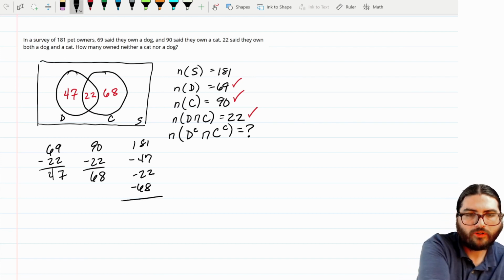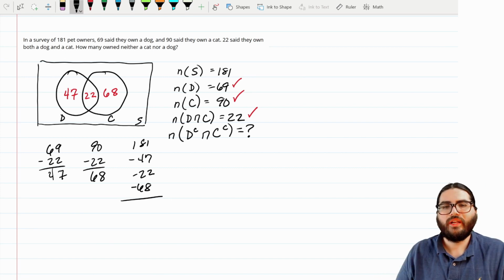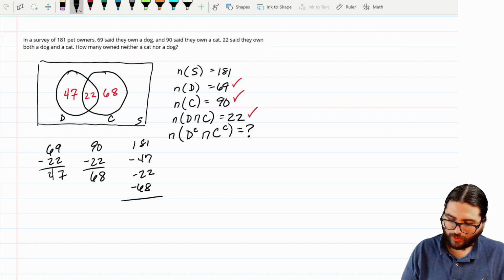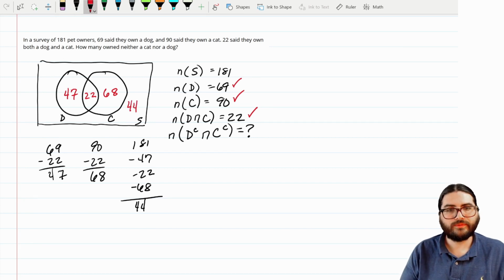Let me subtract all of these numbers. 181 minus 47 minus 22 minus 68. My calculator shows 44. So that must mean this number is 44.